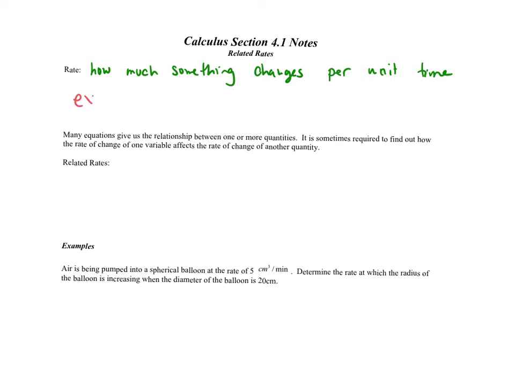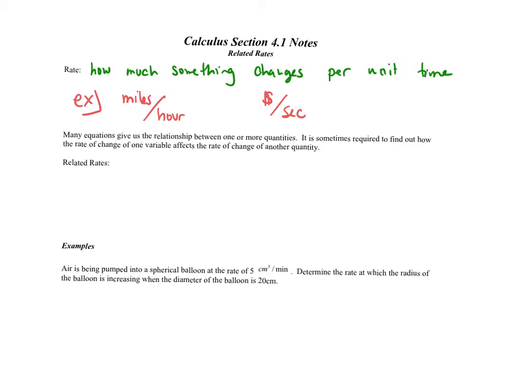So some examples of some rates might be miles per hour. So that is how many miles you travel in 1 hour. You could have dollars per second. How much do you make at your job every second? Probably not very much. So you can have all these different rates.